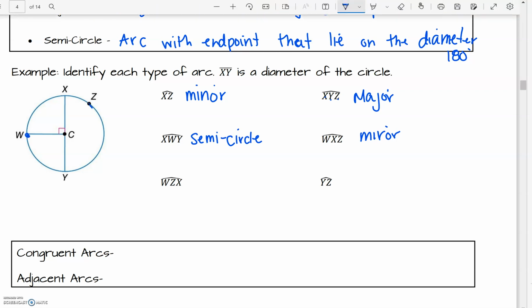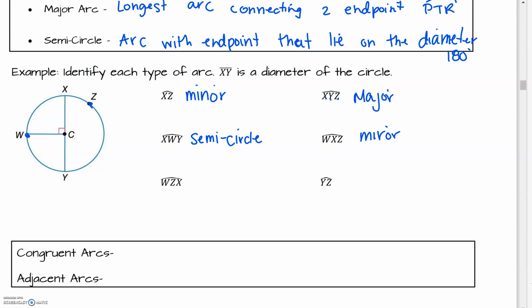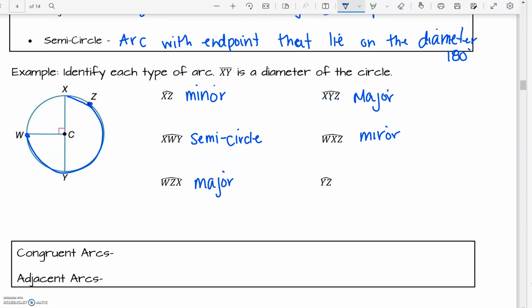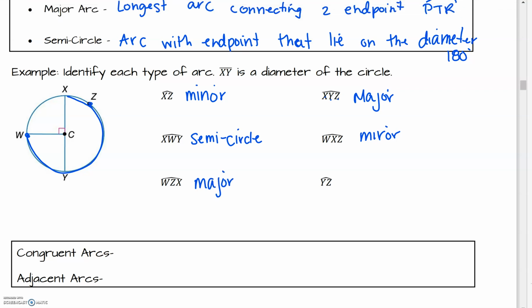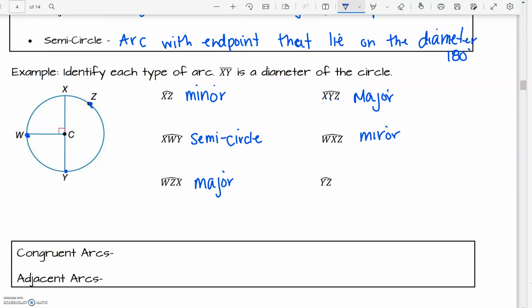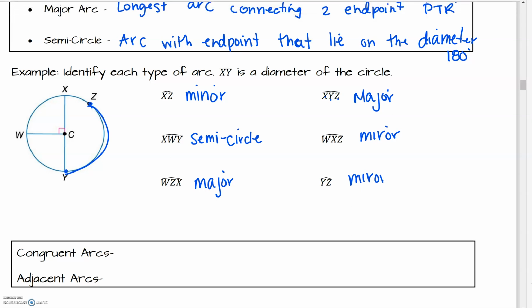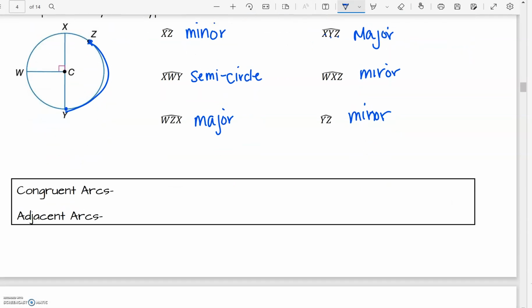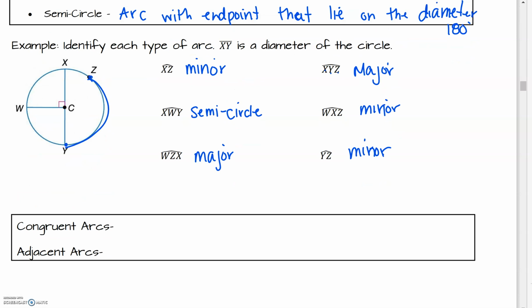Then WZX going that way, so that's definitely major. And if you want to try that last one there on your own, pause the video and try it. And hopefully you got minor arc. I put minor on that one too. There we go. I can spell.